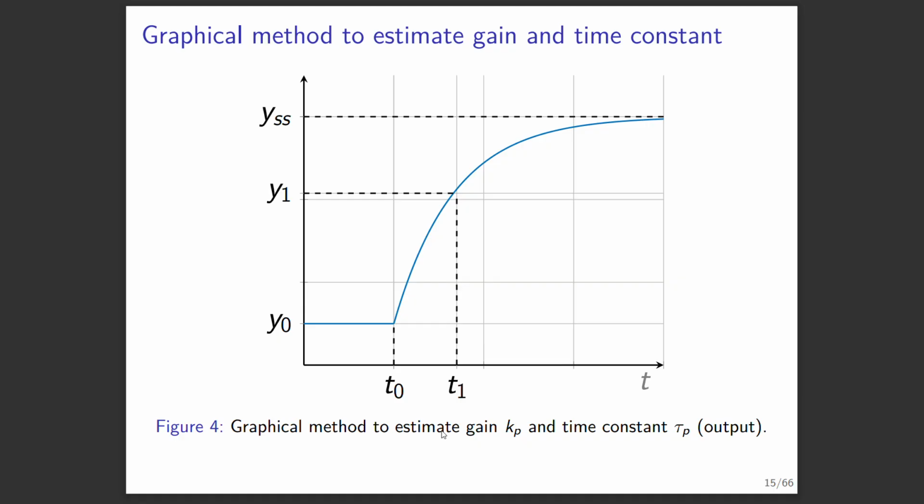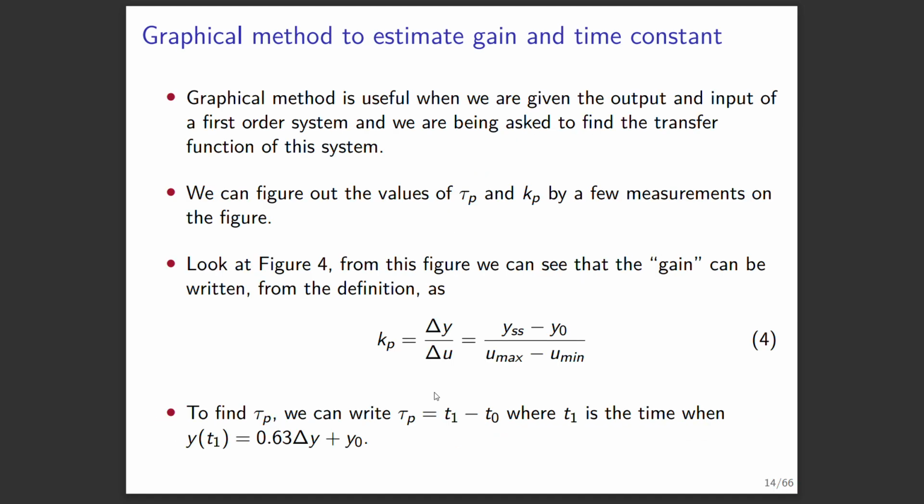How about your time constant? Time constant is the amount of time that it takes for your response to get to 63% of its final value. So if this is the final value, I multiply it by 63%, and I find the point, which is T1, where I get to 63% of that final value. So that is going to be the time constant. All right, so how do I determine these things?